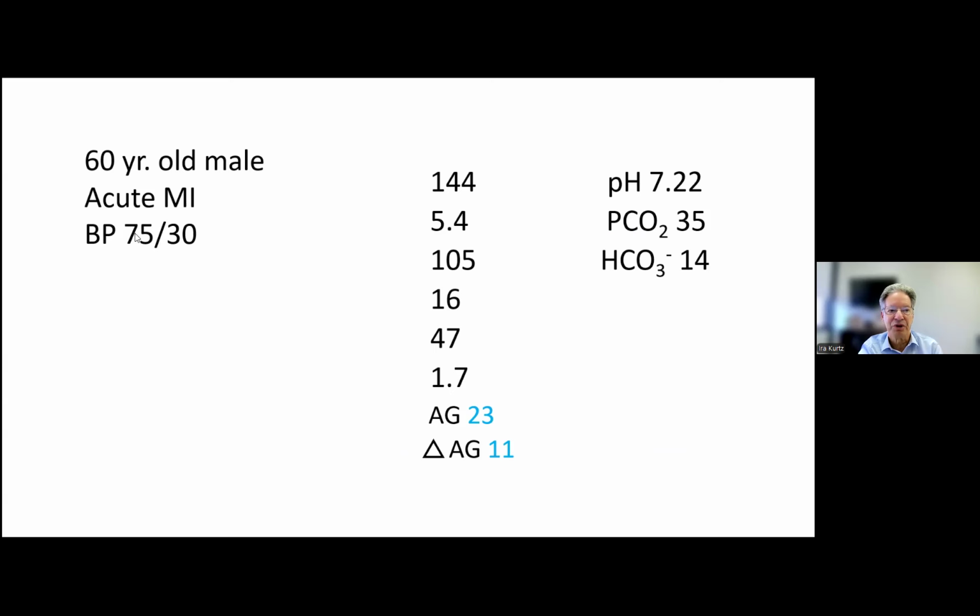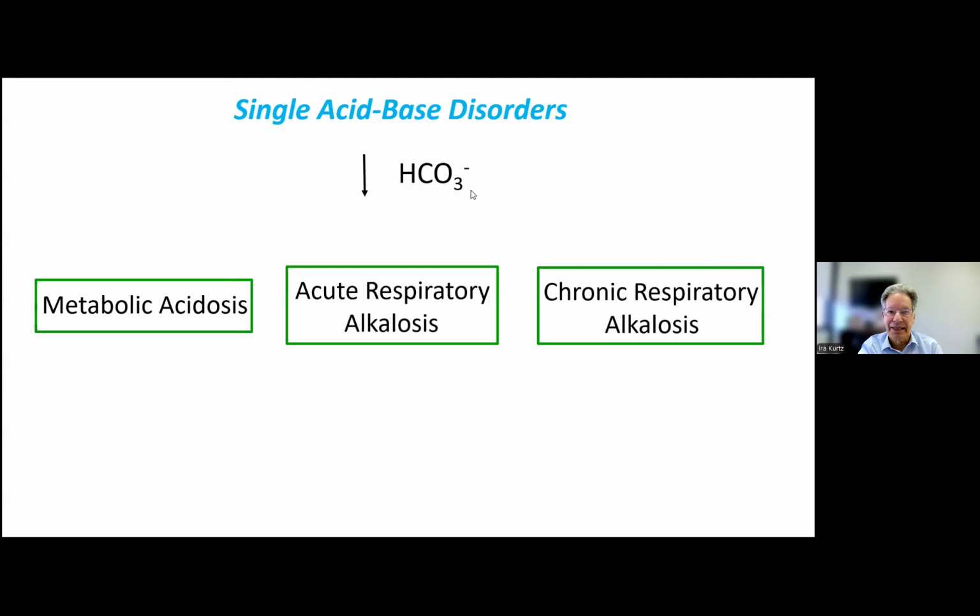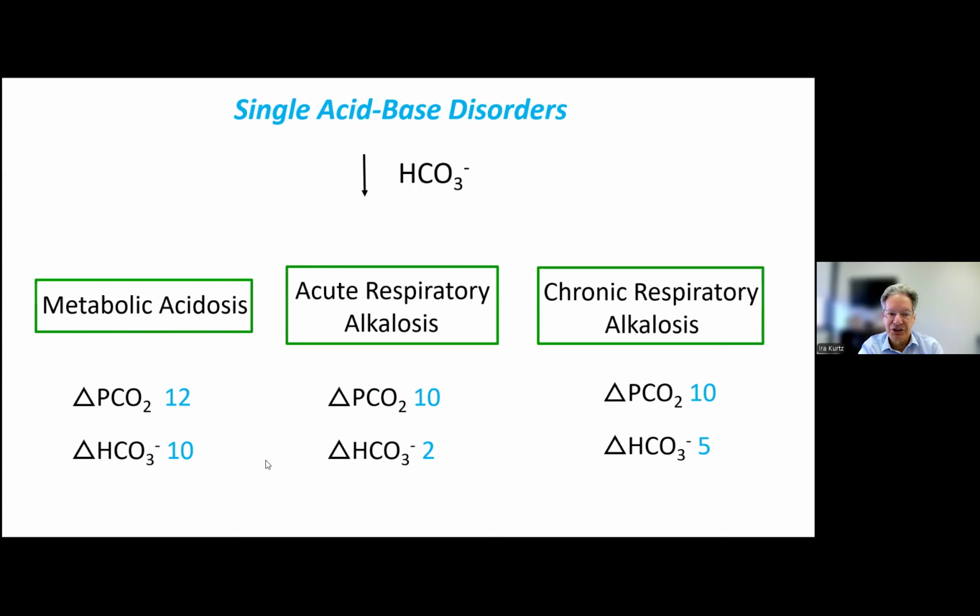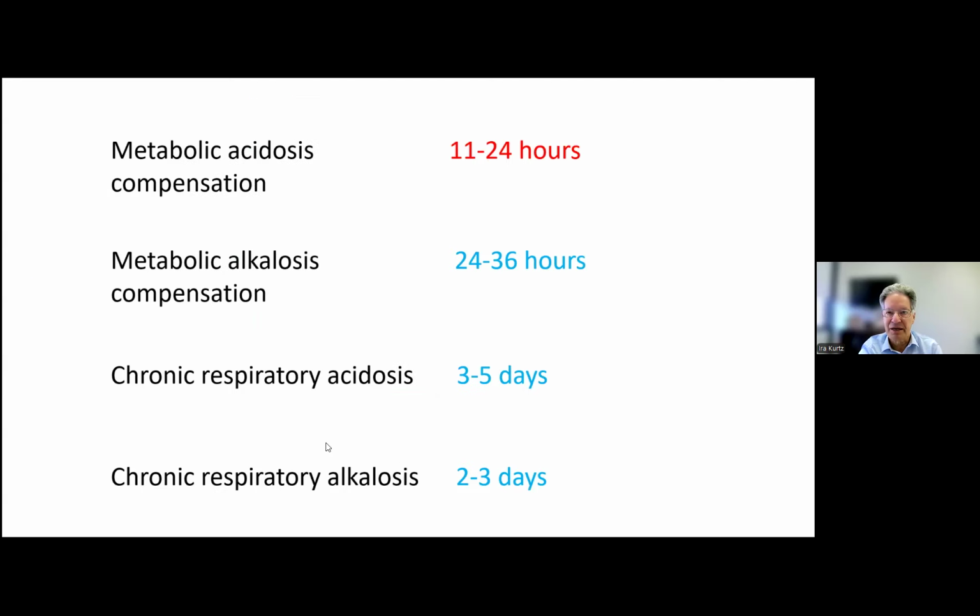Here's another patient with an acute MI who's hypotensive. The PCO2 was 35 and the bicarb was 14. Anion gap is increased by 11. And the PCO2 changed by 5 and the bicarb fell by 10. So what's going on here? Again, we have a drop in bicarb, so it's one of the three. But our patient doesn't fit either of those. So you would say, oh, it's a mixed disorder. But again, the problem is a temporal one.